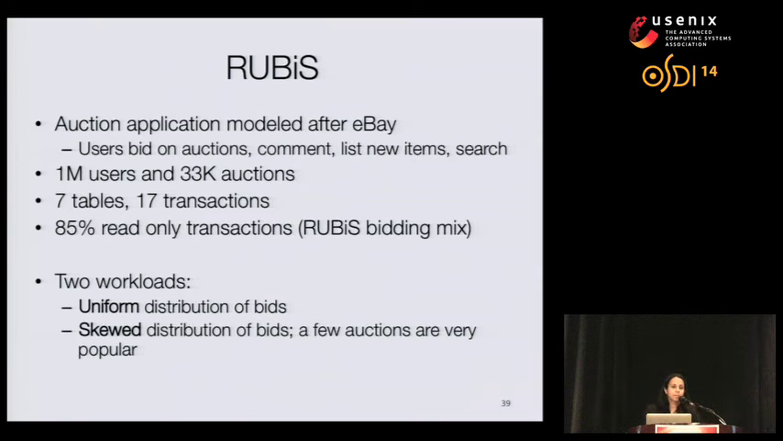The RUBiS bidding mix doesn't define any skew in the workload, so that means that there's a uniform distribution of all accesses. That means that all auctions have the same level of popularity, and you're as likely to bid on one auction as the other. We introduce a slightly new workload with a skewed distribution of bids. And so what that means is that a few auctions are much more popular than other auctions, and so they're more likely to get more bids.